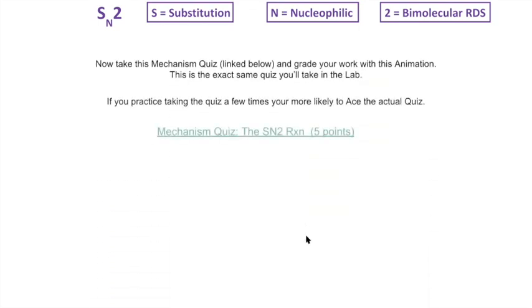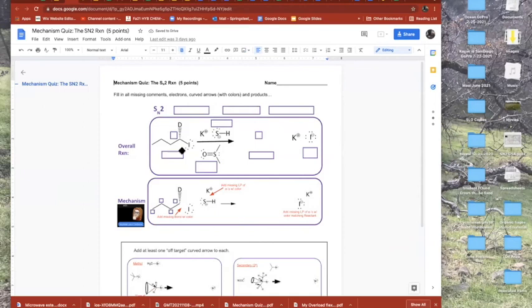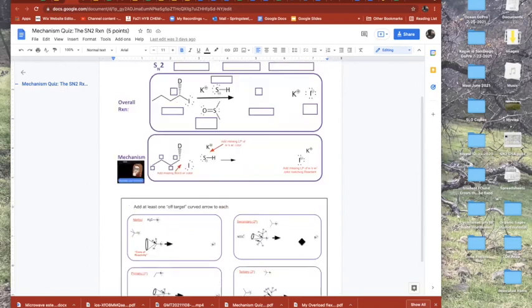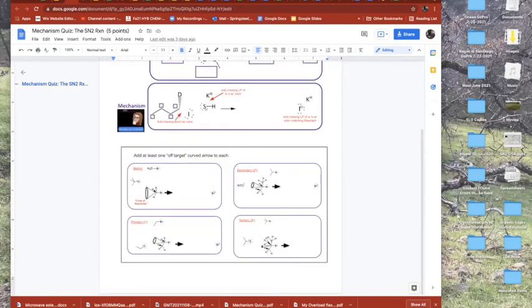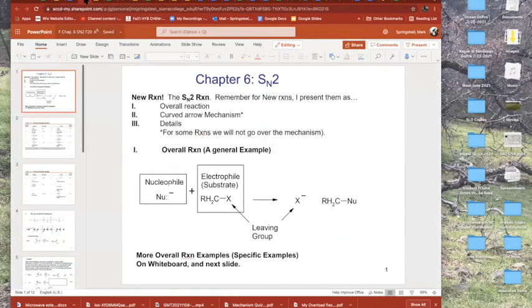So you're gonna have a mechanism quiz for that material you just saw on Monday, Tuesday. Here it is. It's gonna be those same things. You're gonna fill in all these boxes like you saw, and you're gonna fill in what happens here, the products, and if there is no reaction, you'll write no reaction, just like we went through. Okay, let's see. So we finished electrophiles. Now leaving groups are even easier.